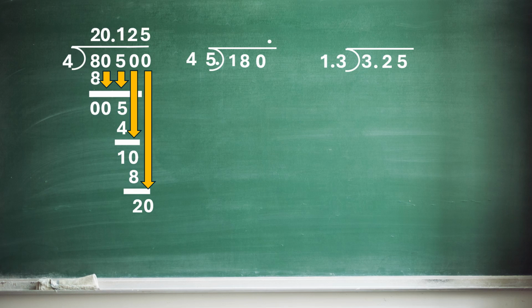And we'll divide like before. 45 goes into 180 4 times. We'll multiply and get 0. So 4.0 is the final answer.